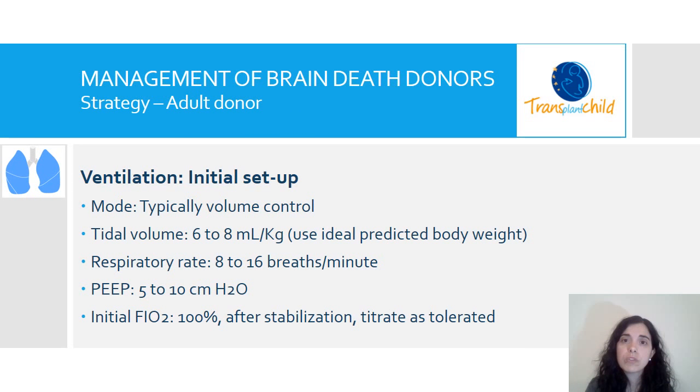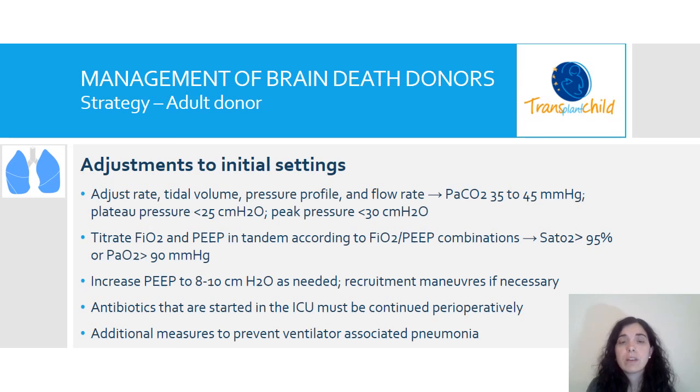In our strategy, we will try to adjust our ventilation to the known pathophysiology, having always in mind a protective ventilation program. The initial setup is typically in volume control to assure tidal volume in the presence of high pressures. Then we will do adjustments to the initial settings, rate, volume, pressure profile, so that we can achieve a plateau pressure under 25. The same should be done with oxygen and positive end-expiratory pressure to reach the best relation between them. Antibiotics that were started in the ICU must be continued in the perioperative time.